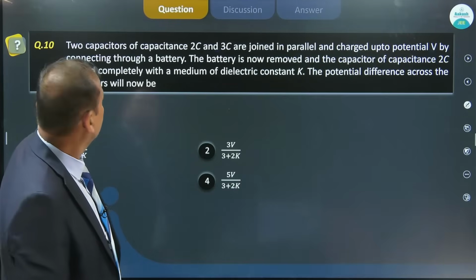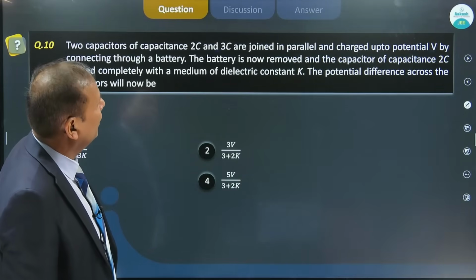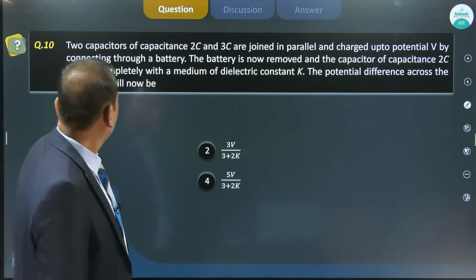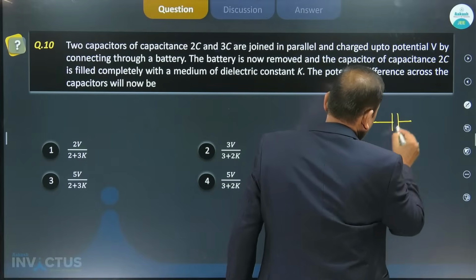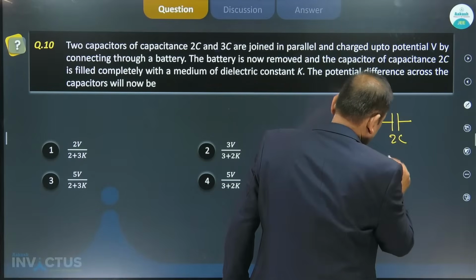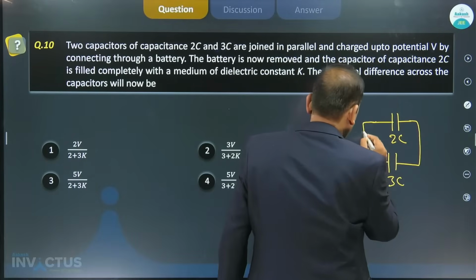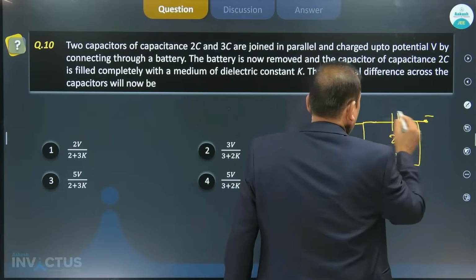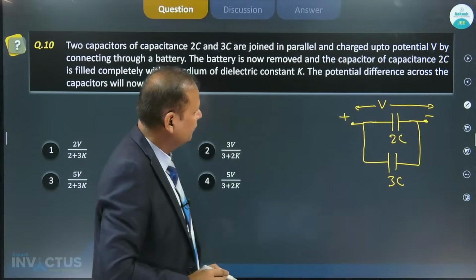Two capacitors of capacitance 2C and 3C are joined in parallel and charged up to potential V. So the situation will be like this: 2C, 3C, voltage V.